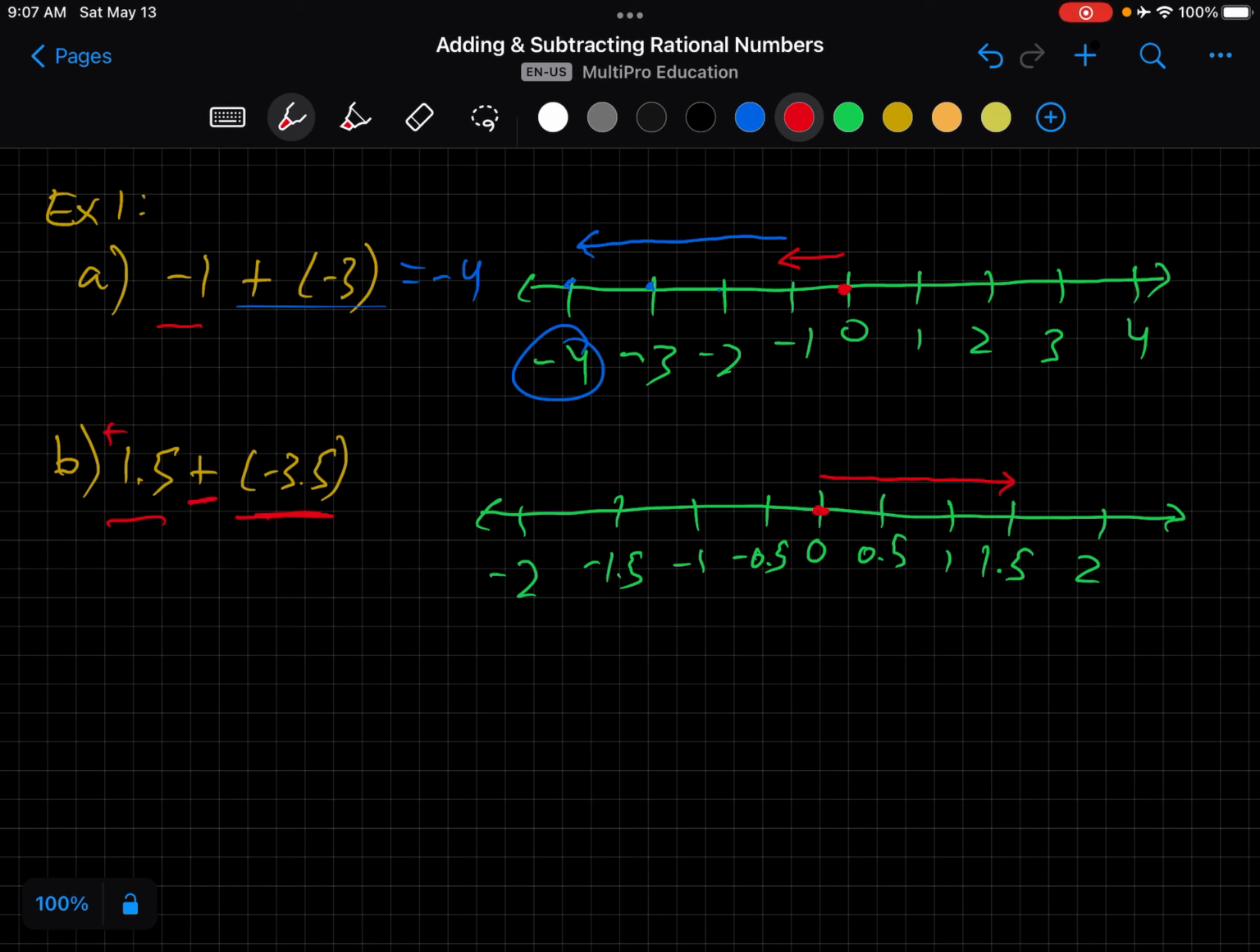And then we're going to add a negative 3.5. Well, if we add a negative 3.5, we have to go back to the left because it's negative. Alright, so we're going to start over here at 1.5, and we're going to go 3.5 to the left. So far that's 1.5. So we need to go how much more? 3.5 minus 1.5 is 2. So we need to go 2 more, all the way over here to minus 2. Okay? So then this answer is minus 2.